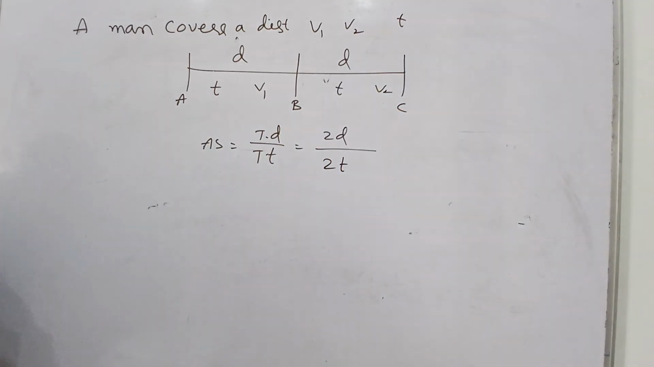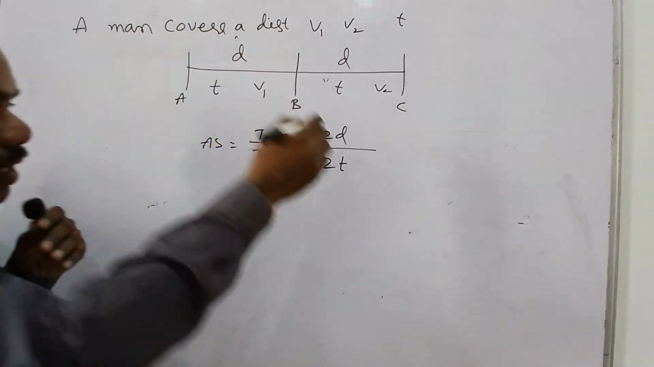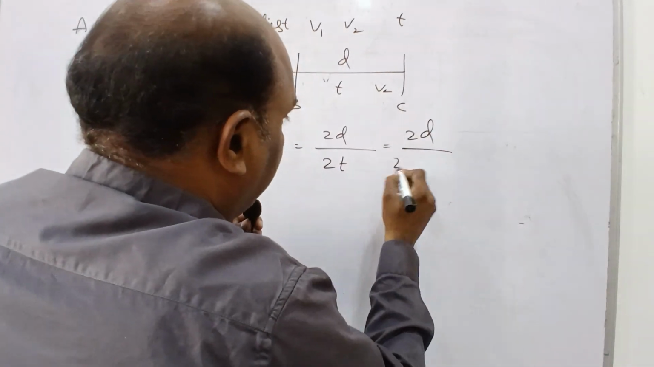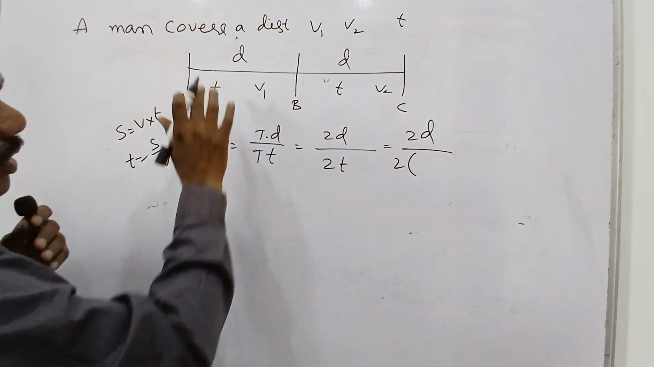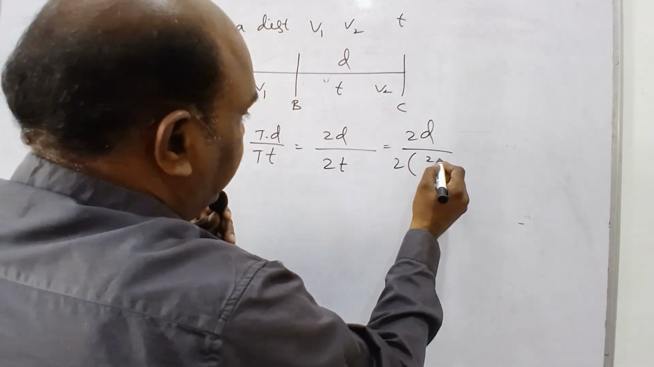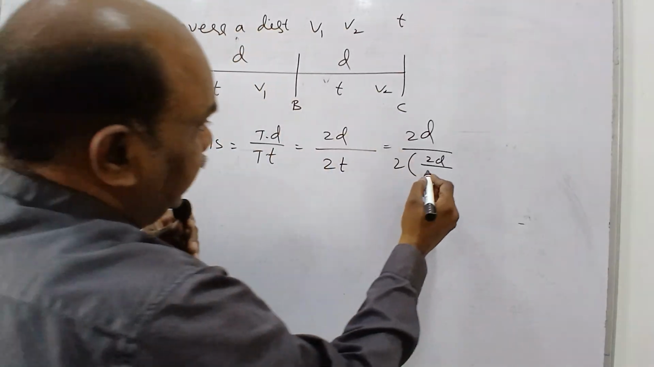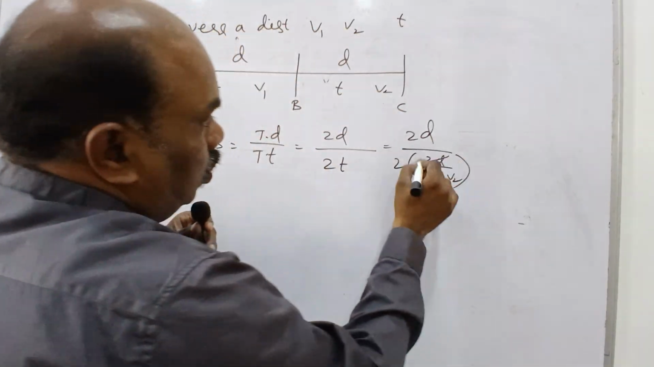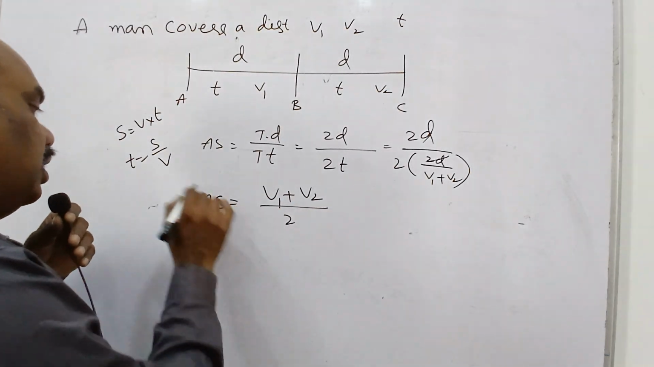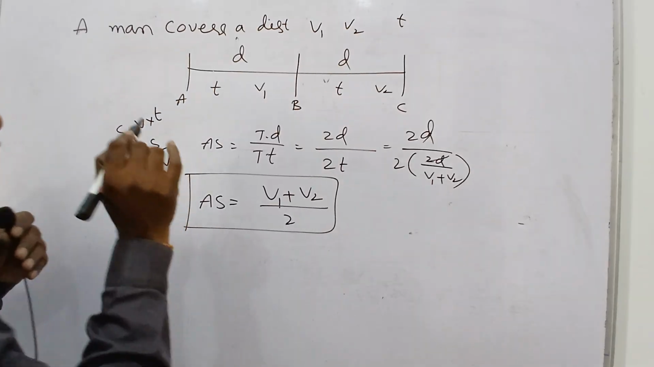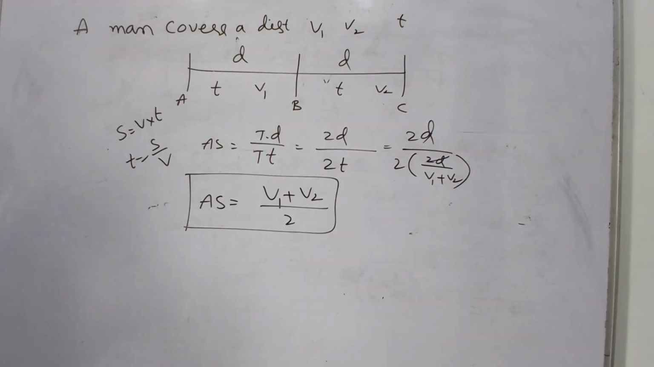Here time is simple: 2d by 2 into time. Distance is equal to speed into time. Time is equal to distance by speed. Distance is d plus d, 2d, by speed. Speed is a scalar quantity. You can write it as v1 plus v2. 2d cancel. Answer is v1 plus v2 by 2. This is what average speed is. If a body covers equal intervals of time, then directly you can write it as v1 plus v2 by 2.